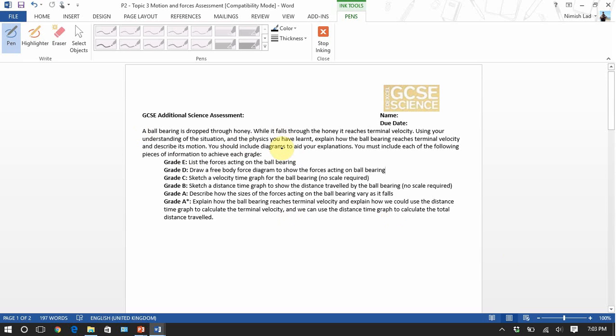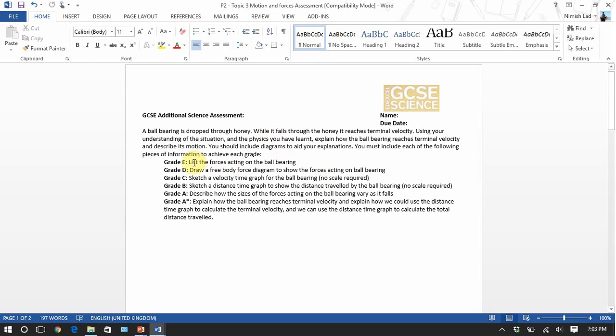It reaches terminal velocity. So remember, watch this part of it if you're quite comfortable with the topic. If you're not, then watch the rest of the video to make sure that you understand. Right, okay, so to start off with, let's look at some of these grades here. We're going to explain how it actually reaches terminal velocity using the idea of forces in motion. You can use some diagrams if you want.